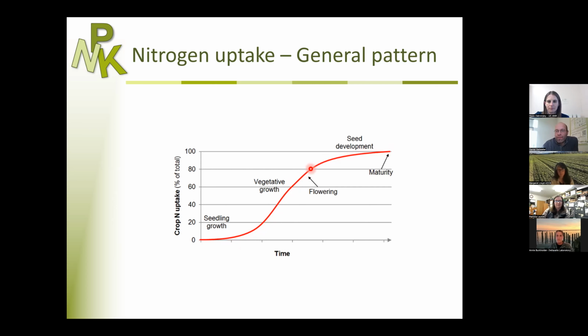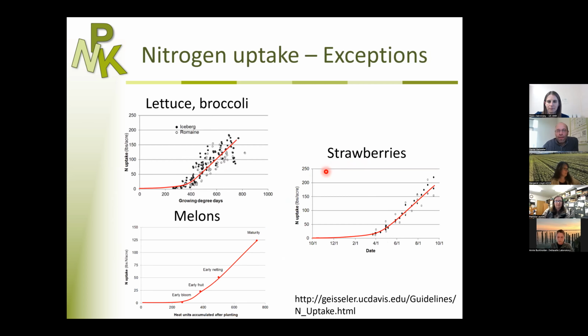So a lot of nitrogen does not need to be applied or be available after flowering. There are a few exceptions to that rule. For example, lettuce or broccoli, they take up nitrogen or nutrients until the end of the season. And the reason is, of course, they are harvested before flowering. So they are still in the vegetative growth phase when they are harvested. So we hardly see a slowdown in uptake.